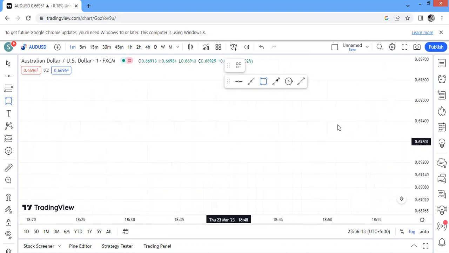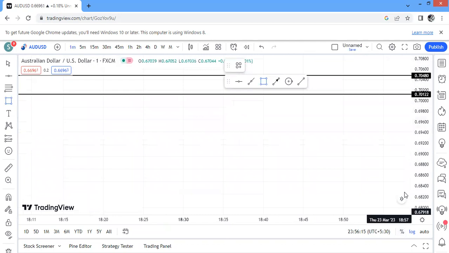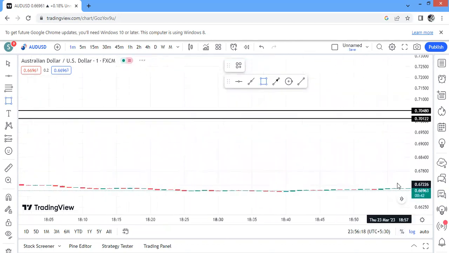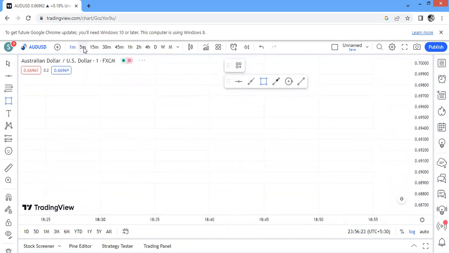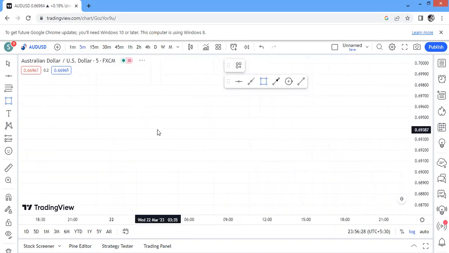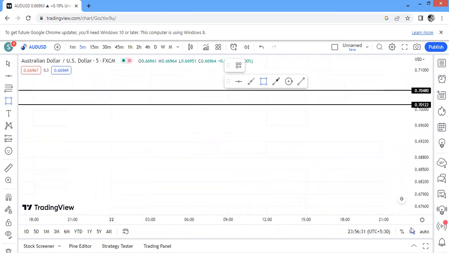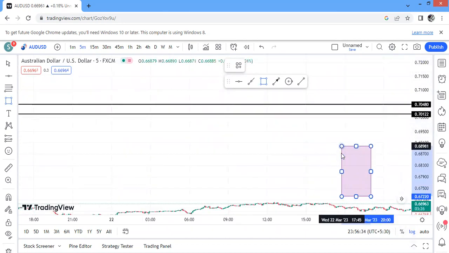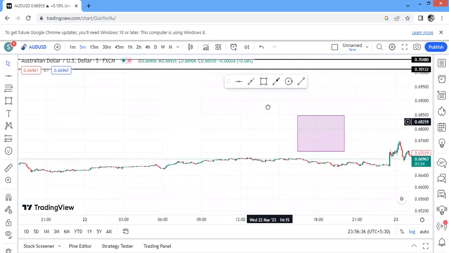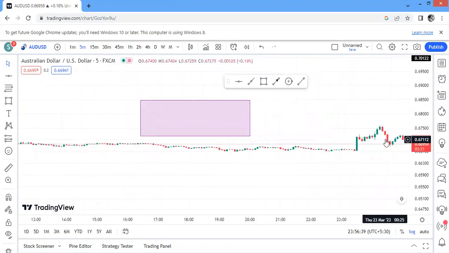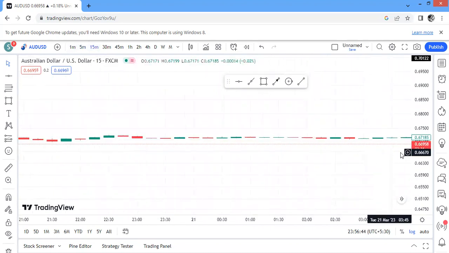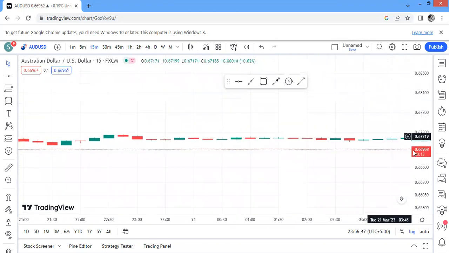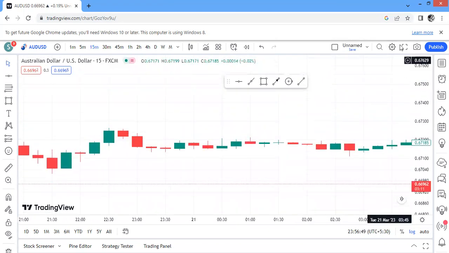Okay, you get that. And if I come to 5 minutes, it means every candle that you're going to be seeing here represents 5 minutes. You get that, guys? Every candle here represents 5 minutes. Then if again you come and click on 15 minutes, it means every candle is formed after 15 minutes. I hope you have understood that.